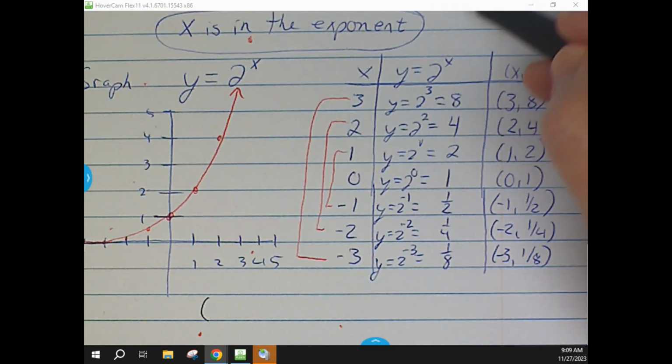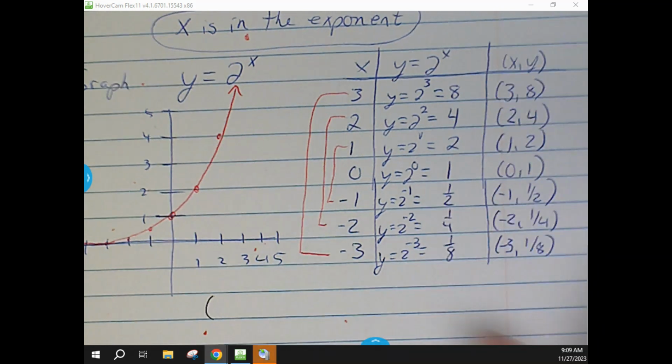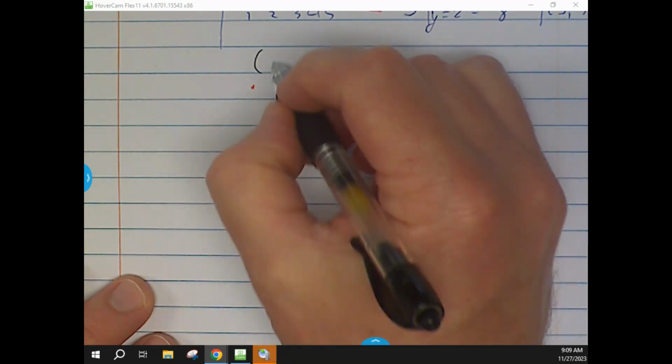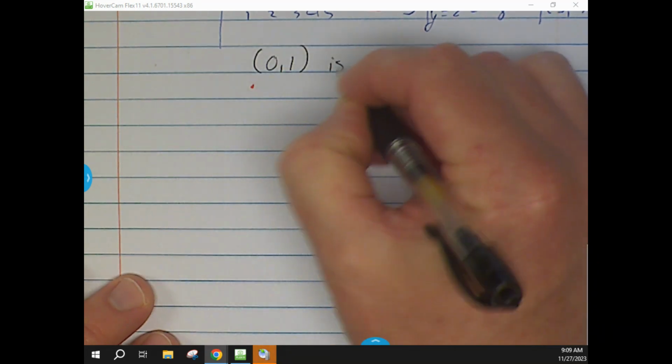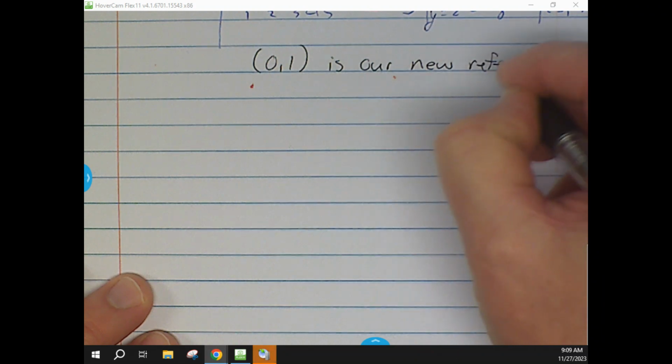So no matter what you do with these, any number you plug in for x being 0, if it's just a basic and we don't do any shifting, no moving, no horizontal, no vertical shift, anything like that, the answer will always be at 0, 1. So 0, 1 is like our new reference point.